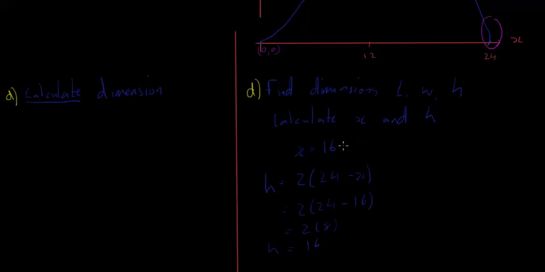One thing I haven't done is said centimeters, which is the units. And that is that question answered. We've found the dimensions, x, which is equal to L and W, and then h, which is also the height. So when the container is a cube with side length 16 centimeters, we're going to have the greatest possible volume.